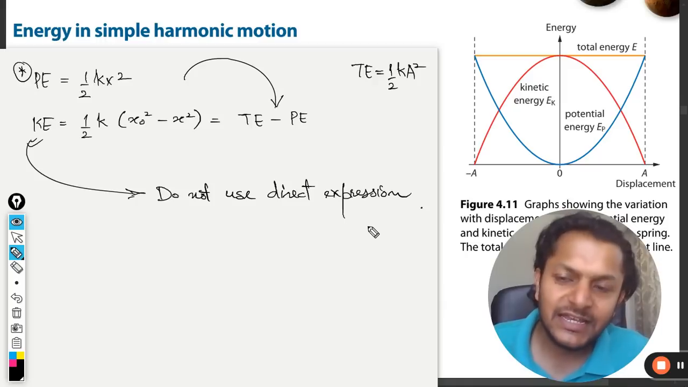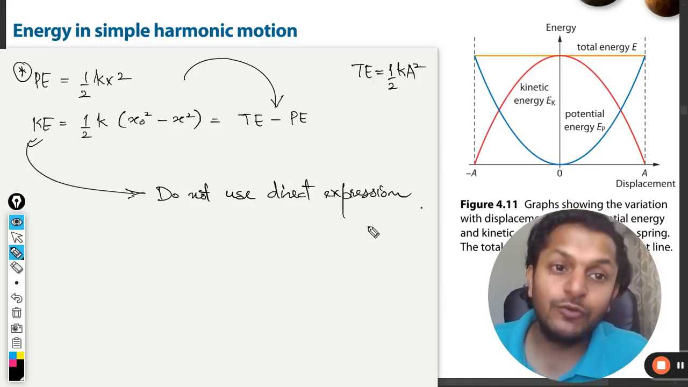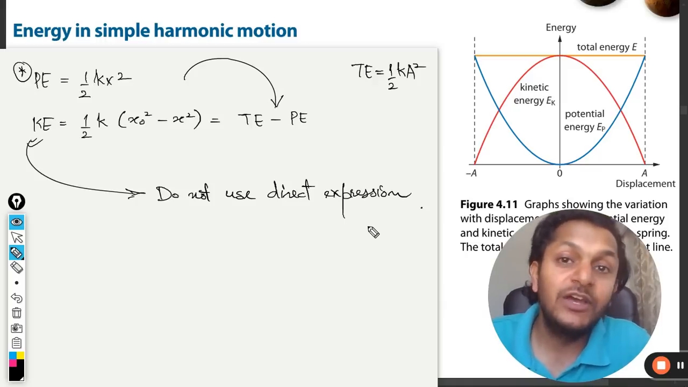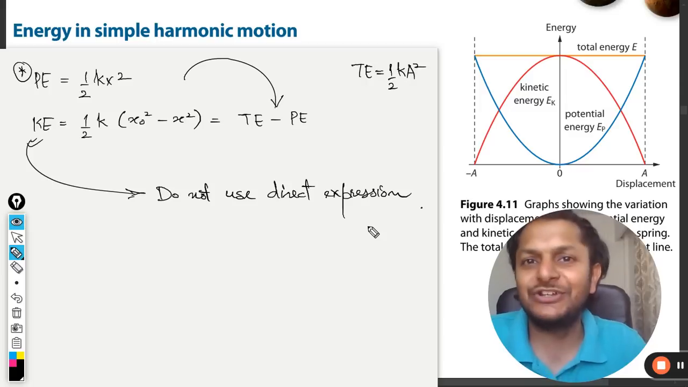Okay, so with this, this thing is over, and I would be moving into the next types of graphs for the kinetic energies and the potential energy.